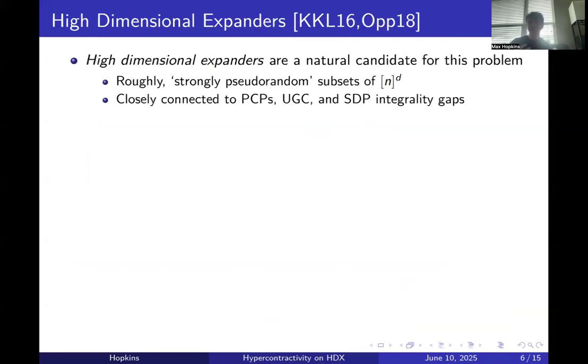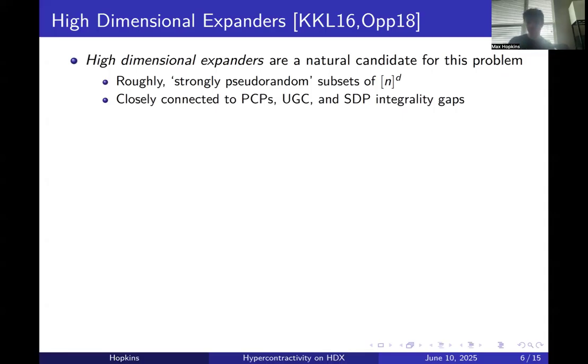Okay, so it turns out that a natural candidate for this problem are a class of objects called high-dimensional expanders. These also have the benefit of being very closely related to parallel repetition and sparse PCPs, the unique games conjecture, and the proof of the 2-to-2 games conjecture, and SDP integrality gaps as well. So these are objects that are very closely tied with many applications of hypercontractivity. And roughly speaking, you should think of these as very strongly pseudorandom subsets of n to the d. In which case, you might hope, if these are sparse models for n to the d, that they might maintain a theory of analysis and hypercontractivity.